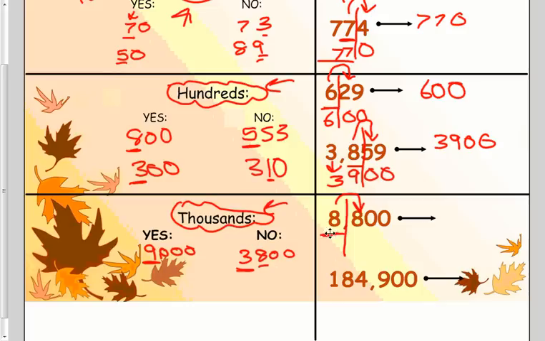8 is our next door neighbor, which is greater than 5. So we're going to change this 8 to a 9, and everything after the fence is going to become 0. So 8,800 rounds to 9,000.